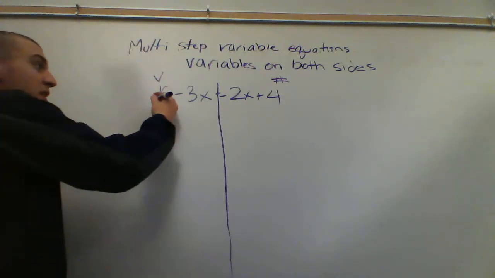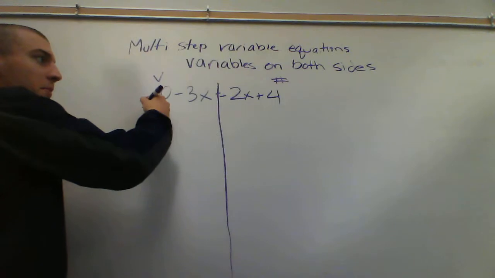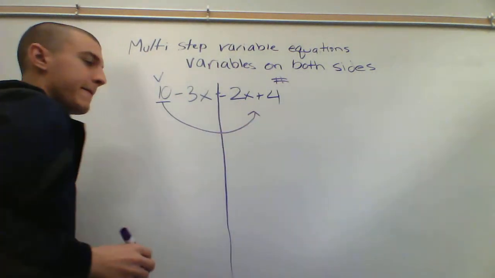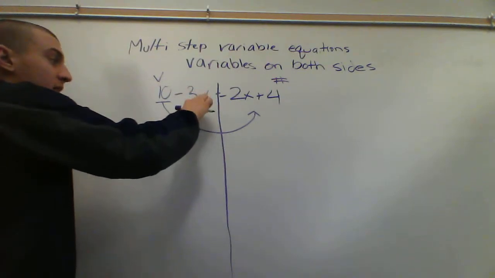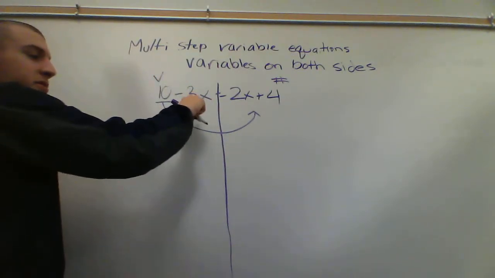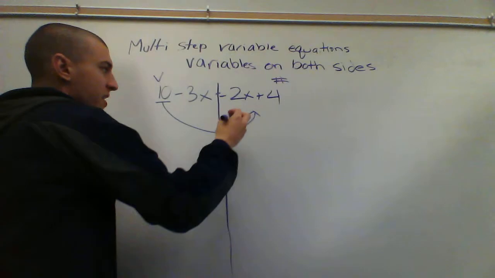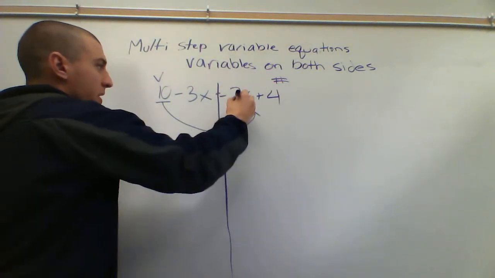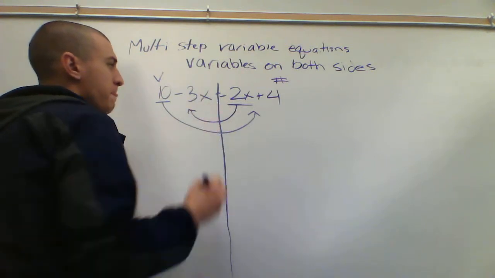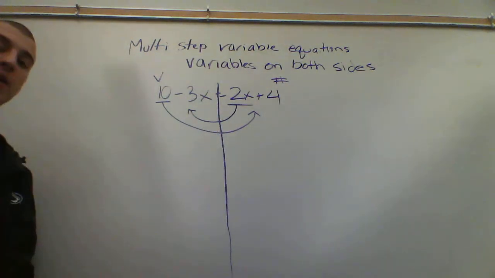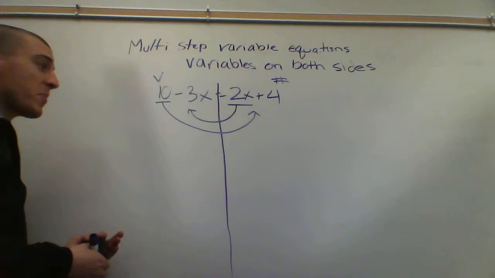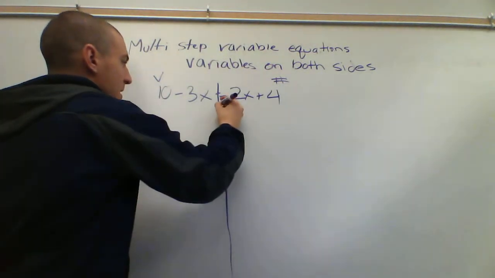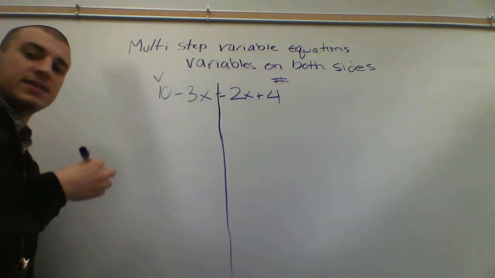We have a 10 over here. That guy is a number. He's got to go over this way. We're going to move him. We have a negative 3x. This is on the correct side. See? Variable side. Over here we have a 2x. 2x is a variable. It is on the wrong side. We're going to have to move him. So now we know our movements. Now we just have to remember how to move things. We move things by making them 0 on one side and sticking them on the other.